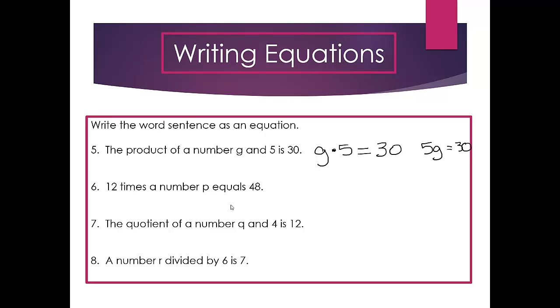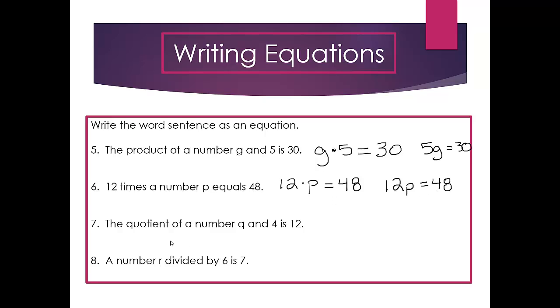Now for number 6, we have 12 times a number p equals 48. So times represents multiplication, so we're multiplying 12 and p, so we can say 12, we can use our dot, and then our p, and then equals 48. Also remember, we can just put the number and the variable right next to each other, so we can do 12p equals 48. Either one of these answers would be correct.